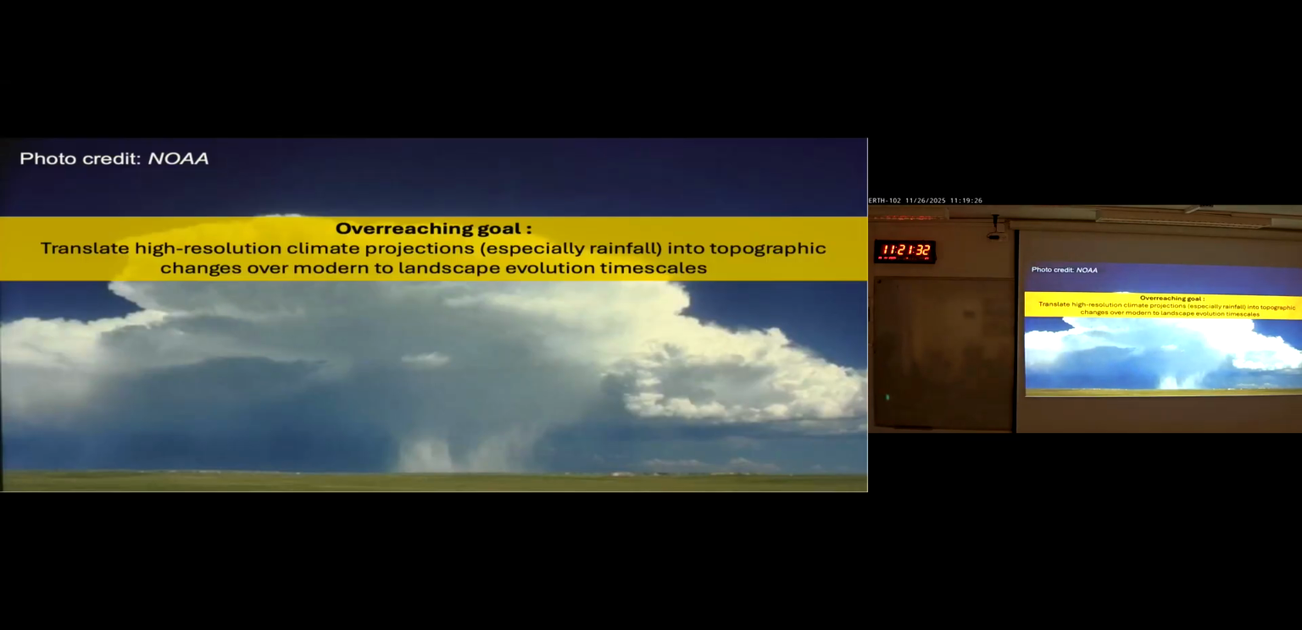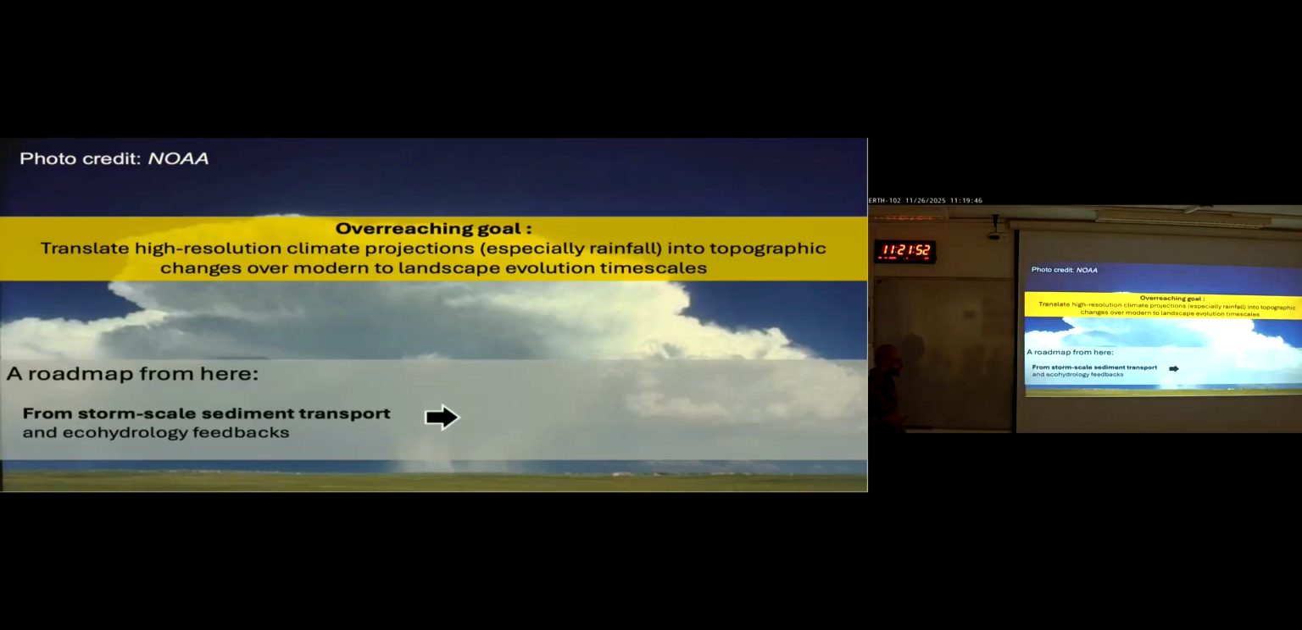So the overarching goal of this project is to take into account this kind of weather phenomena, high-resolution, highly variable weather events, and how the interaction of this kind of system with the sediment heterogeneity on the surface controls the general landscape evolution. I'm going to begin with a storm-scale perspective, and I will move on by the end of my talk to a Holocene-scale landscape transition under rainfall variability.